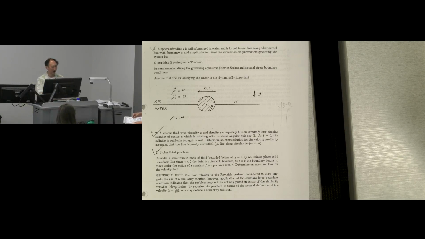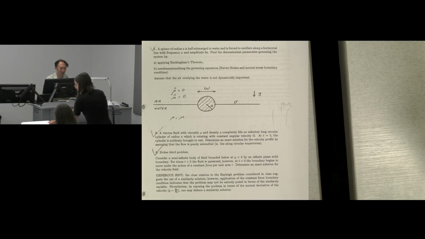And then you can apply Buckingham's theorem based on the dimensions to figure out how many dimensionless groups there are and what they are. The second part is what we're going to do today. We're going to show you how dimensionless groups arise, not just from the dimensions, but also from the governing equations.